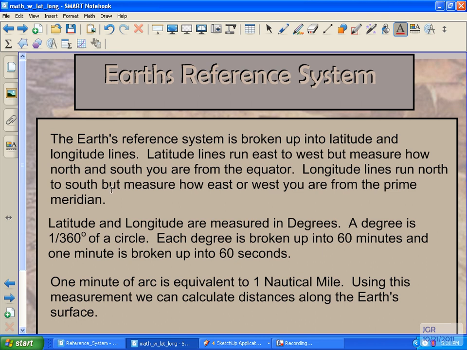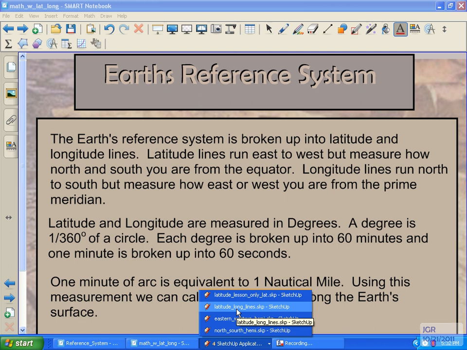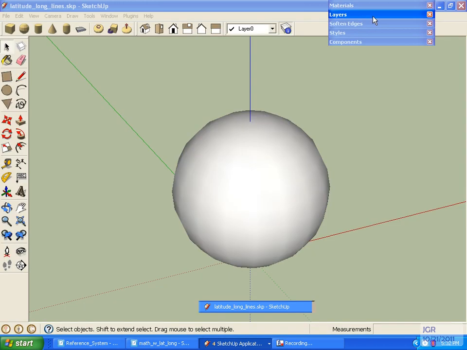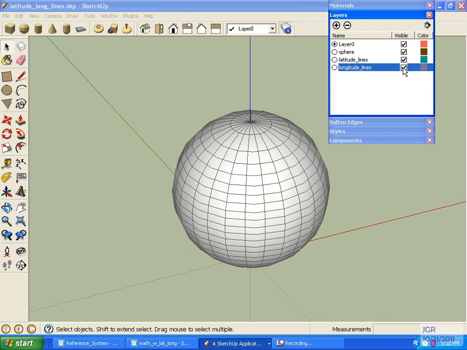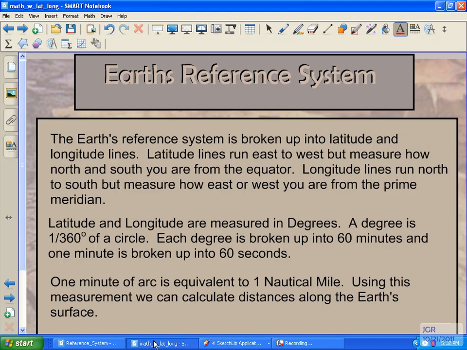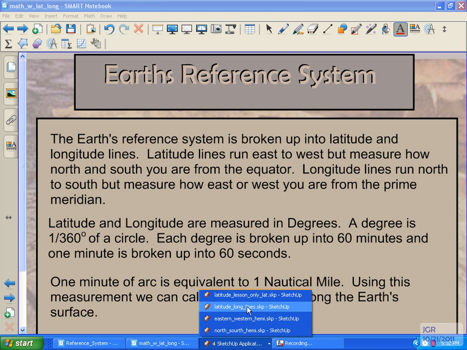In the next slide we say that the Earth's reference system is broken up into latitude and longitude lines, which we actually saw here. And we can see that they have latitude lines, longitude lines. Now latitude lines run from east to west, but measure how north and south you are from the equator. Does that make sense? Well, let's take a look.